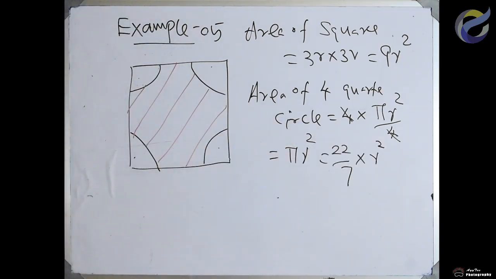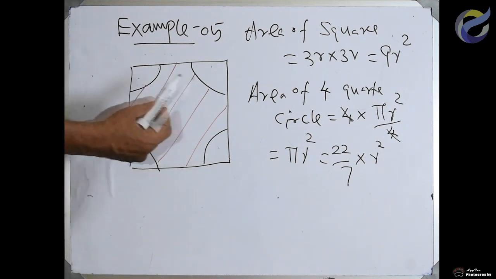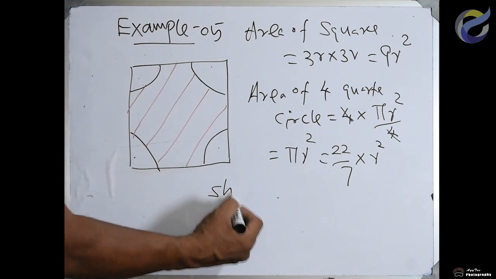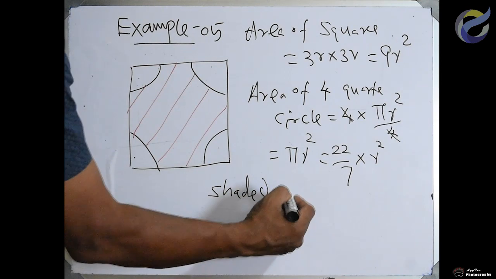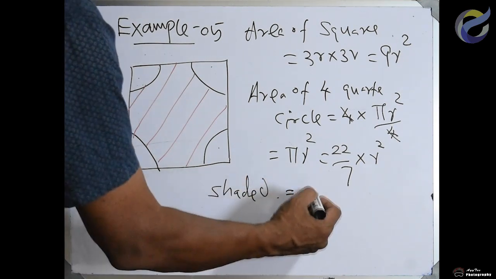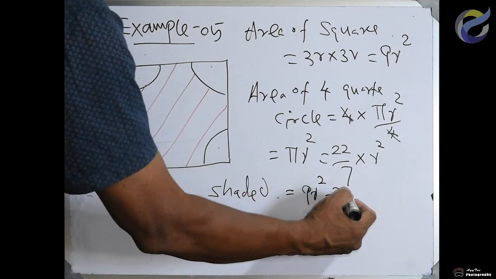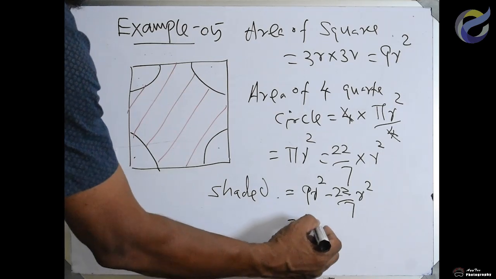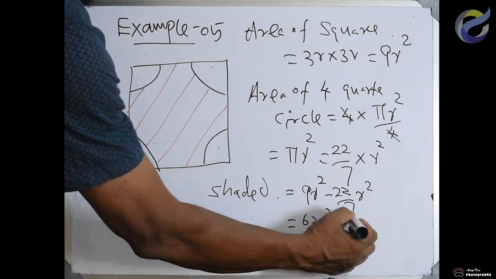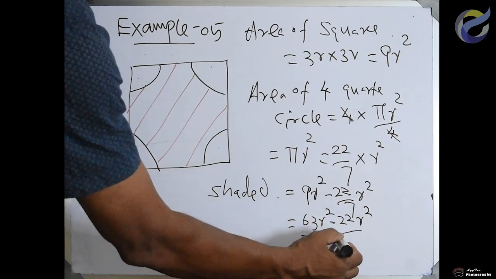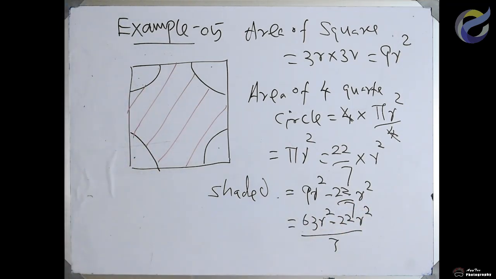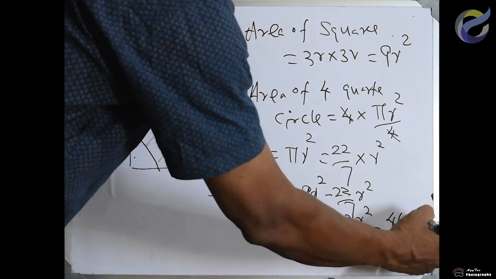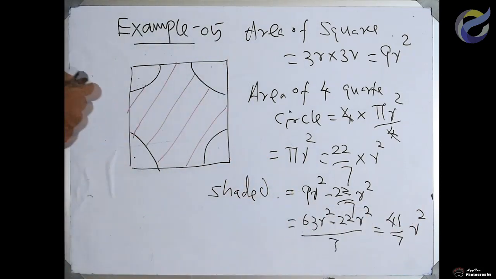So we have to find the area of the shaded part. So I am going to subtract this value from 9r square. So shaded region equals 9r square minus 22 upon 7r square. This is equals 63r square minus 22r square upon 7. So final answer we are getting 41 upon 7 r square.